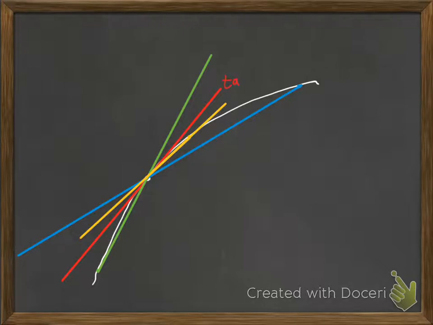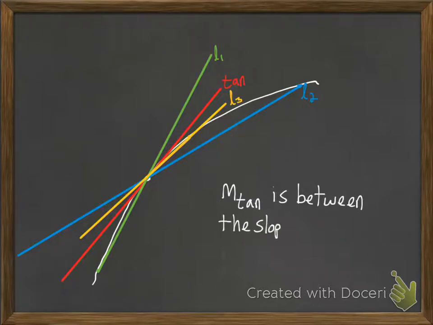So just a little bit of labeling. There's my tangent line. We'll call that green line, line 1, line 3, and line 2. Okay. And what we can say here is the slope of the tangent line is between the slopes of the secant lines.